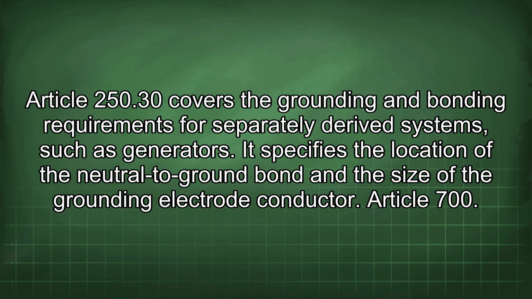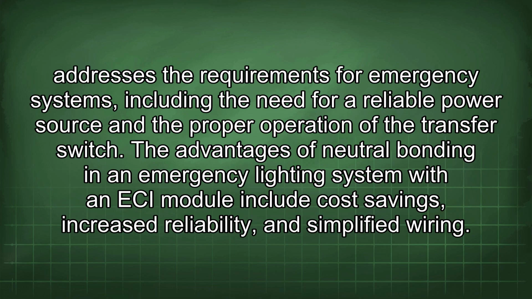Article 700 addresses the requirements for emergency systems, including the need for a reliable power source and the proper operation of the transfer switch. The advantages of neutral bonding in an emergency lighting system with an ECI module include cost savings, increased reliability, and simplified wiring.